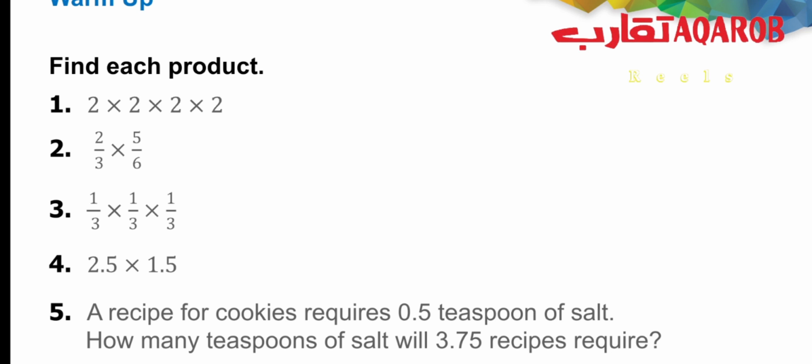And we have more than one problem. Same thing in problem 3. If you multiply 1/3 by itself 3 times, you get an answer. And the same if you are multiplying decimals.